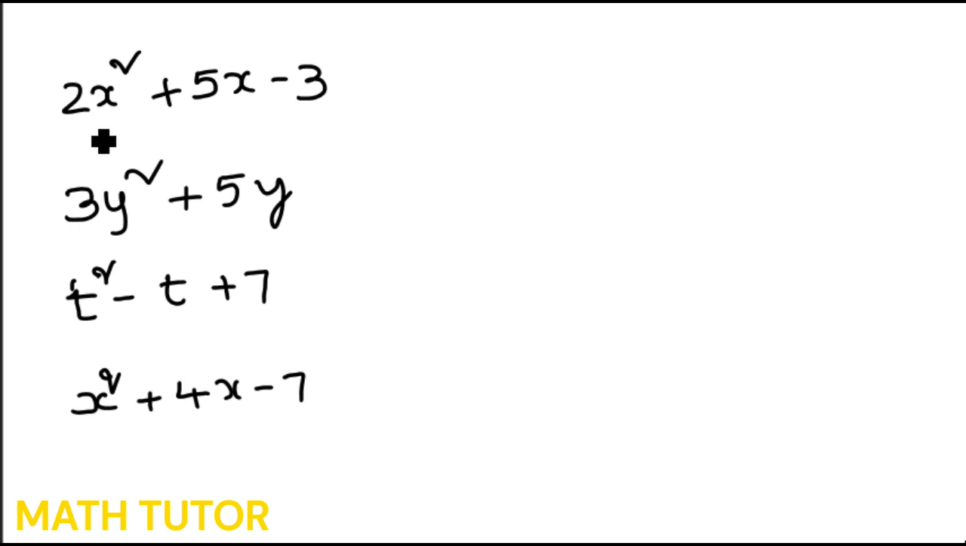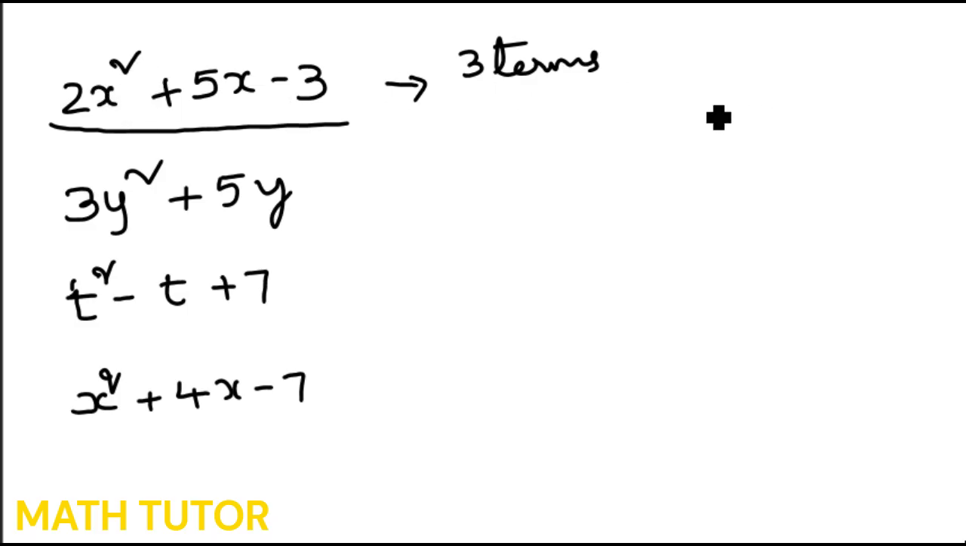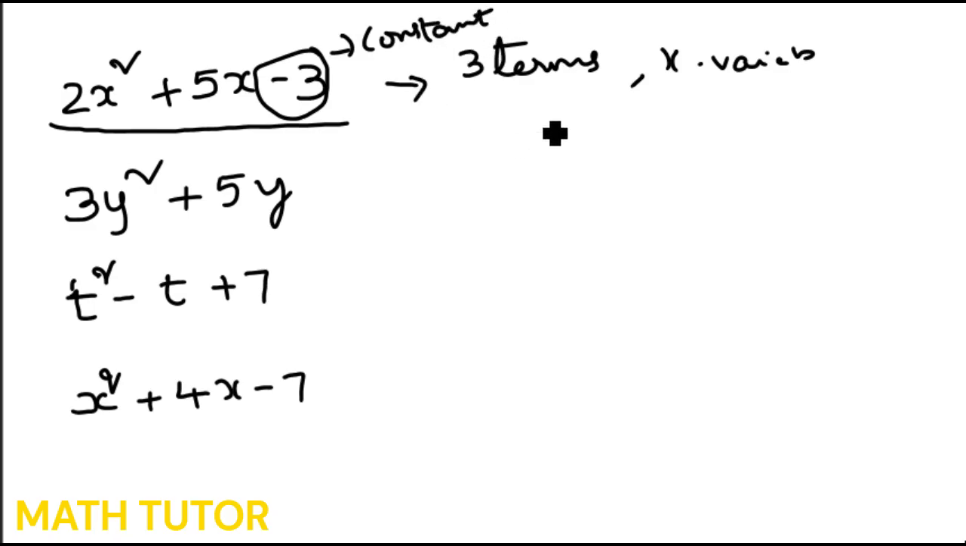So here in this expression 2x square plus 4x plus 3, how many terms are there? There are 3 terms, right? And x is the variable, and 3 is the constant. And if anyone asks what is the coefficient of x square, that is 2. What is the coefficient of x? It is 4. Clear? Let us go to the second example.